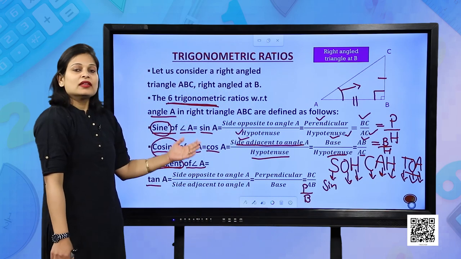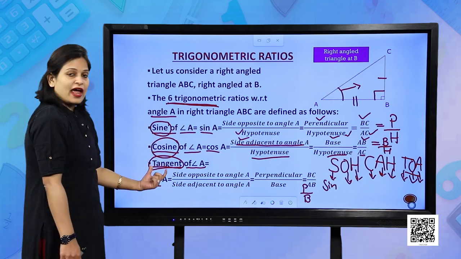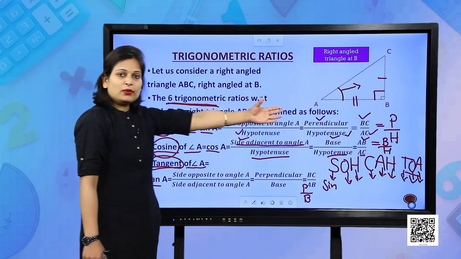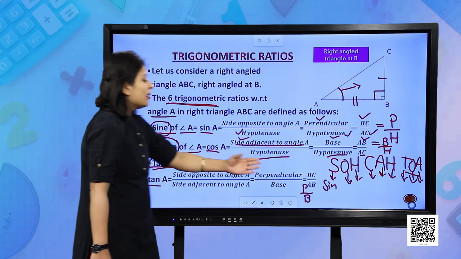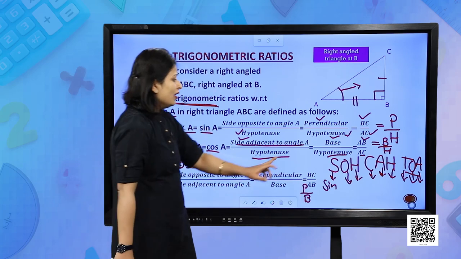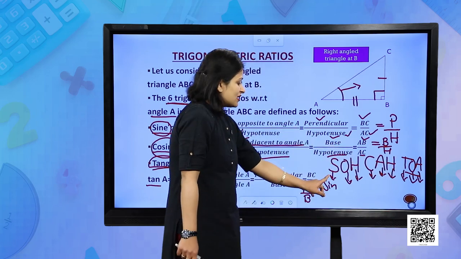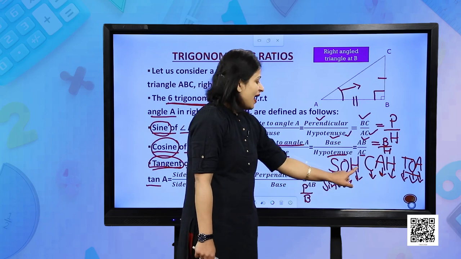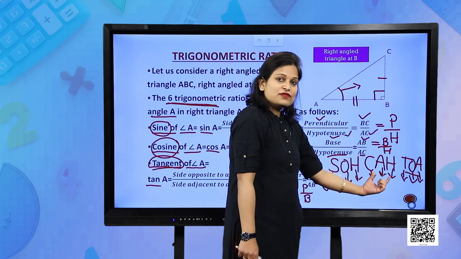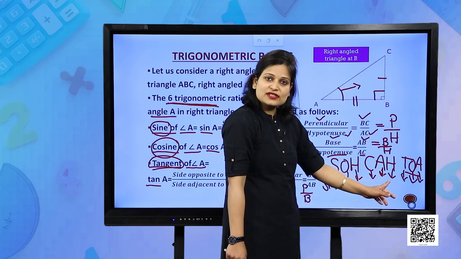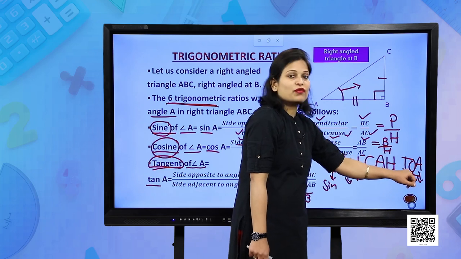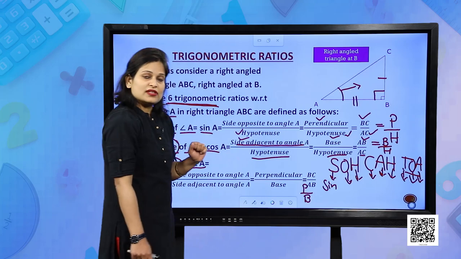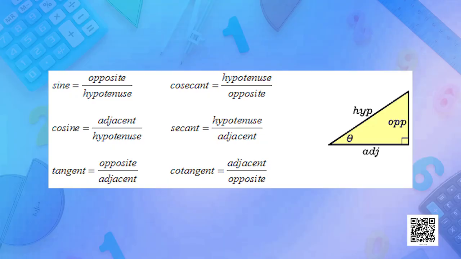Now, you can easily remember the definitions of the sine, cosine and tangent functions. Sine is what? Perpendicular upon hypotenuse. Cosine is what? Base upon hypotenuse. And tan is what? Perpendicular upon base. You have to just remember SOH, CAH, TOA. In SOH, S means sine, O means opposite side, H means hypotenuse. In CAH, C stands for cos, A stands for adjacent side, H stands for hypotenuse. And in TOA, T stands for tan, O stands for opposite side, and A stands for adjacent side.